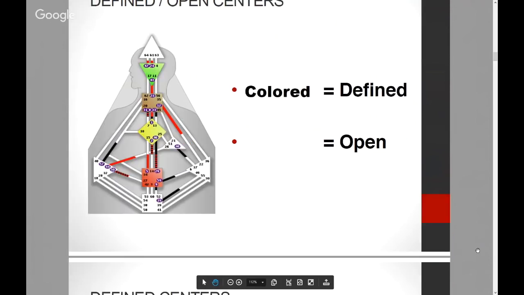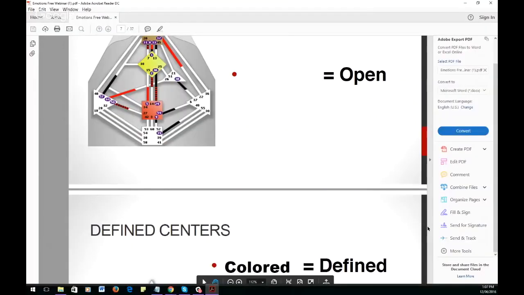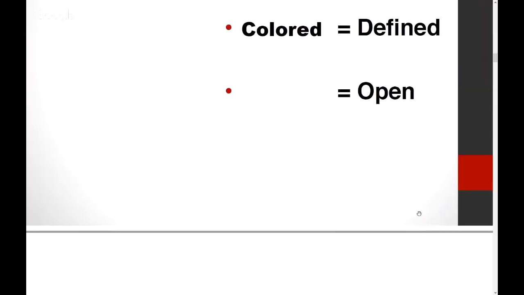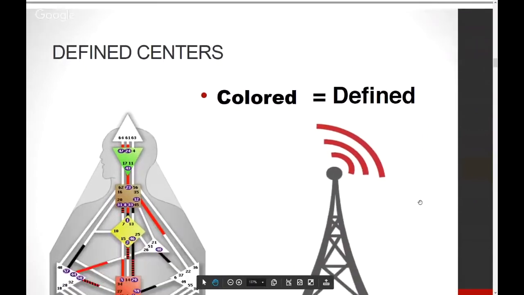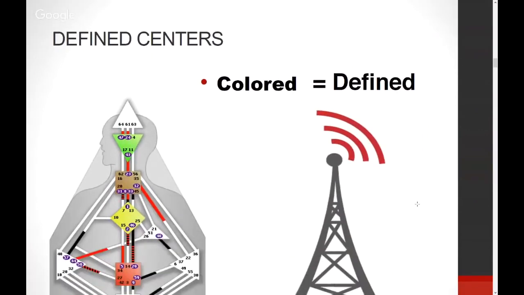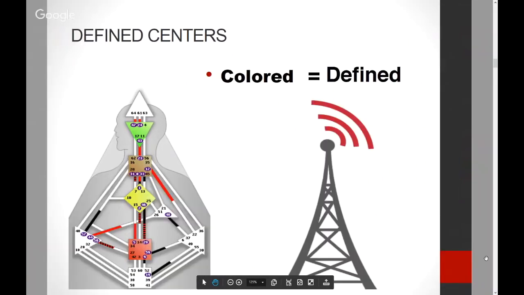So just kind of hang on to that. Anything that's colored in we call defined. Anything that's white we call open. Your defined centers, which are colored in, and this is really key, so write this word down.